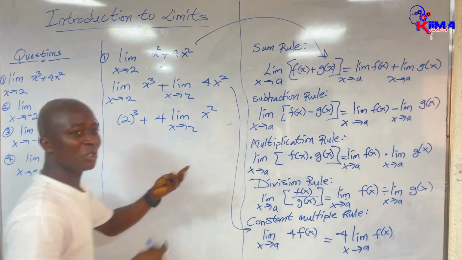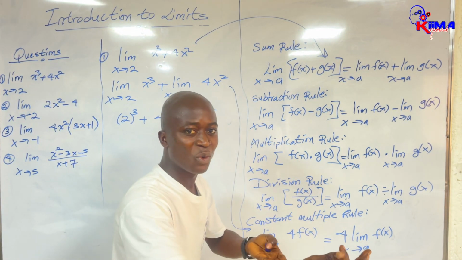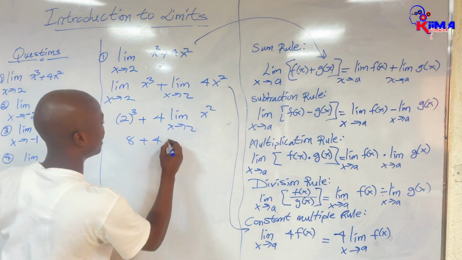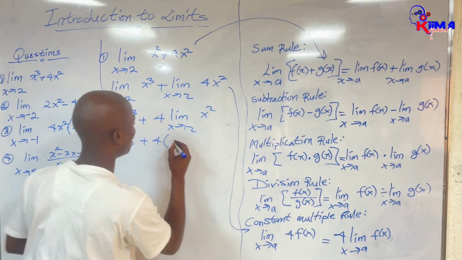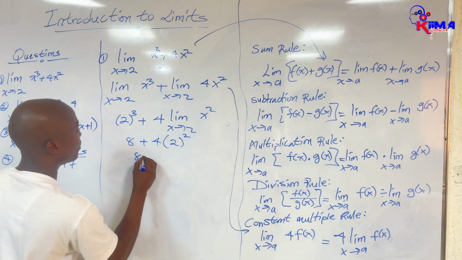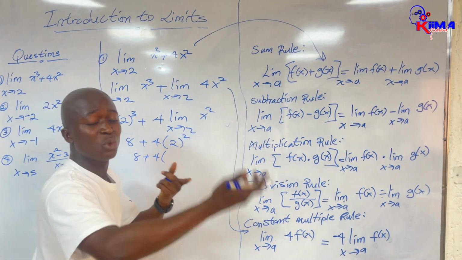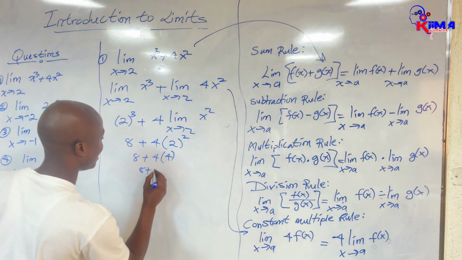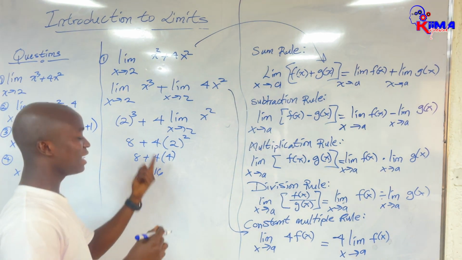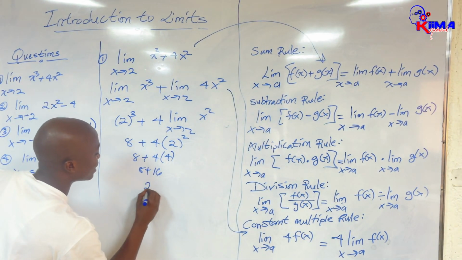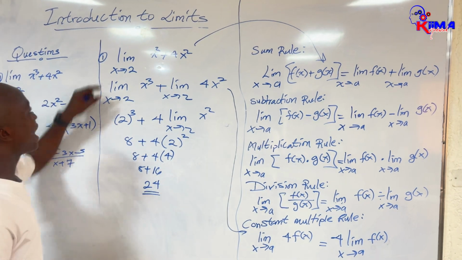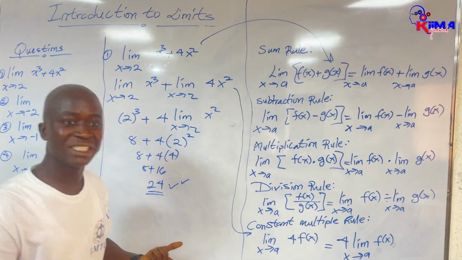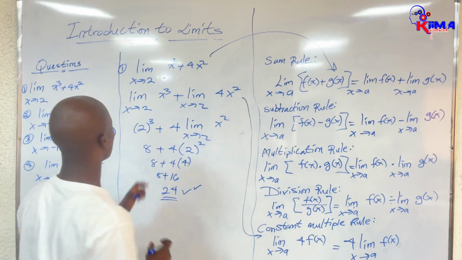So 2 cubed, we know 2 cubed is 2 times 2 times 2, which will give us what? 8, right? 8 plus 4, and apply the limit. Everywhere we see s, we put 2 squared, which is 8 plus 4 times 2 squared, which means 2 times 2, right? Which is 4. We get 8 plus 4 times 4 is 16. So when we add 16 to 8, we get what? 24, right? So the limit as s approaches 2 of s cubed plus 4s squared is equal to 24.